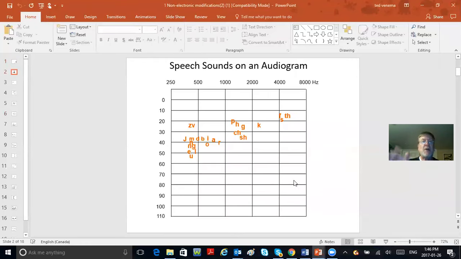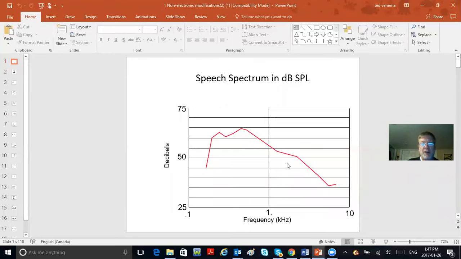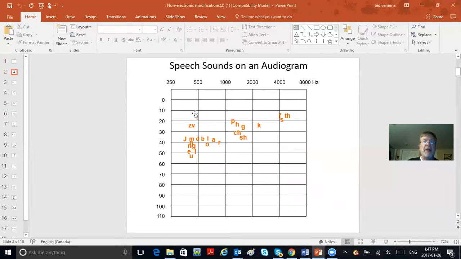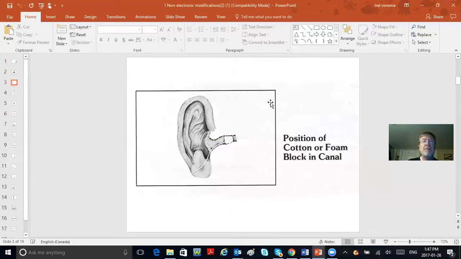Here's speech sounds on an audiogram. When you looked over here, it went down, and that's because the decibels were plotted up. When you're looking at an audiogram, the decibels go greater going down. So here's the spectrum of speech across an audiogram. It just happens in the reverse. Vowels are loudest and lowest. High frequency consonants are the softest.